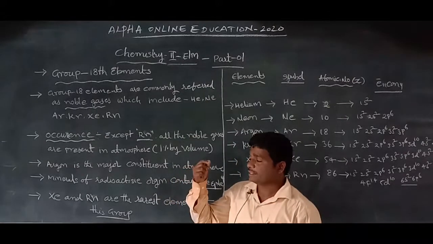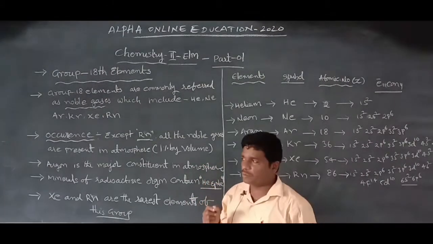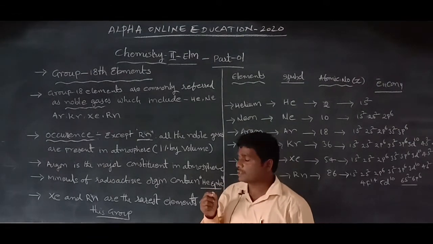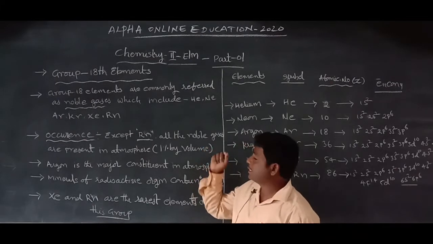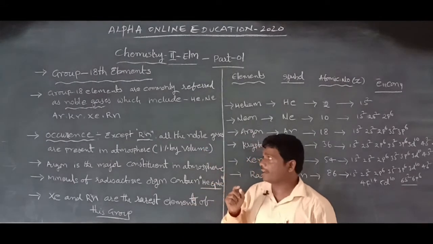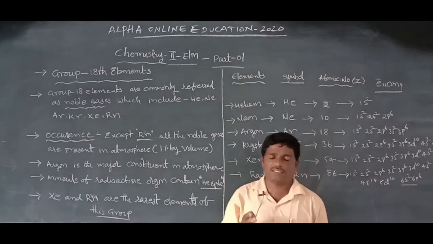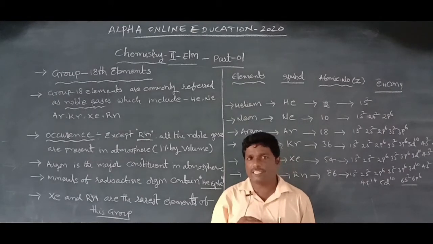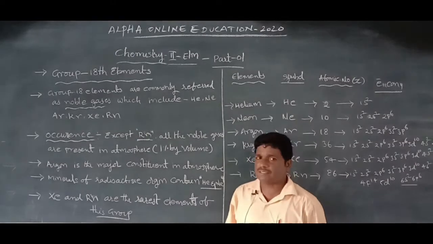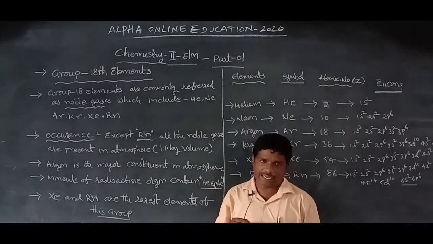The group elements are commonly referred to as noble gases or inert gases, which include helium, neon, argon, krypton, xenon and radon. Those elements belong to the 18th group, or the zero group, by the IUPAC notation. They are also known as noble gases, zero group elements, or inert gases.